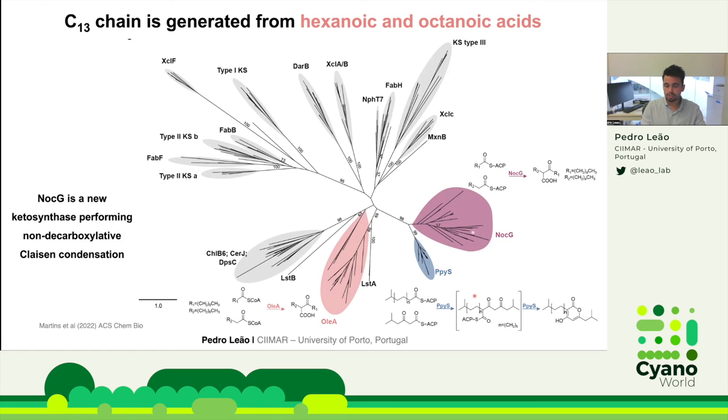acids. One interesting thing that I haven't put in the slide is that although in the test tube you have C6 connected to NOCH and C8 connected to NOCH, when you add NOCH, you only have formation of the C13 chain. So you only have reaction between C6 and C8. You don't have two C8 reactions or two C6 reactions, which shows that this NOCH is quite selective, which is also relatively unusual for these ketosynthases.